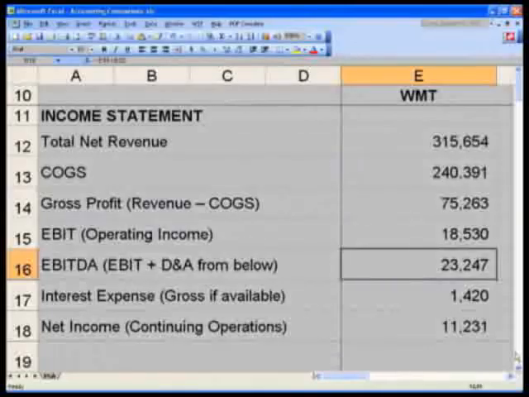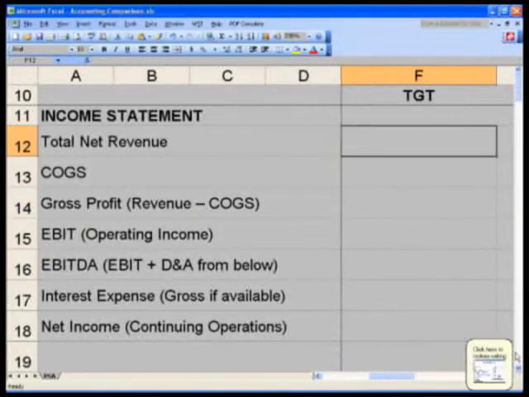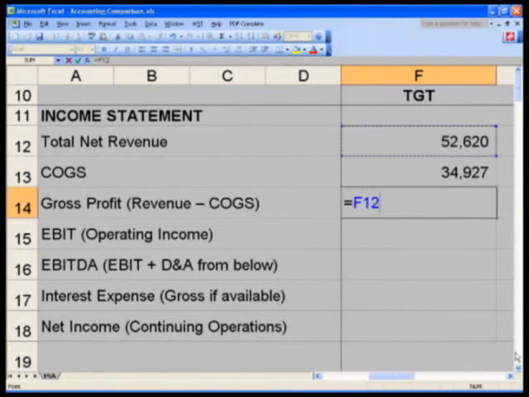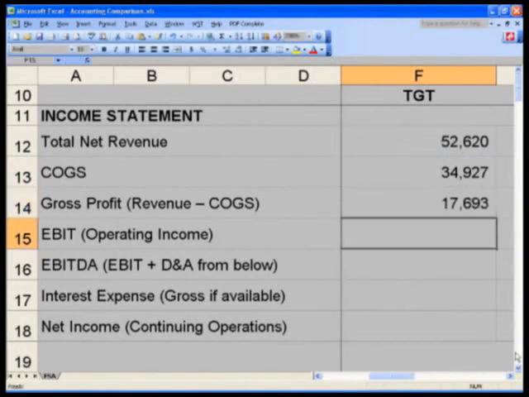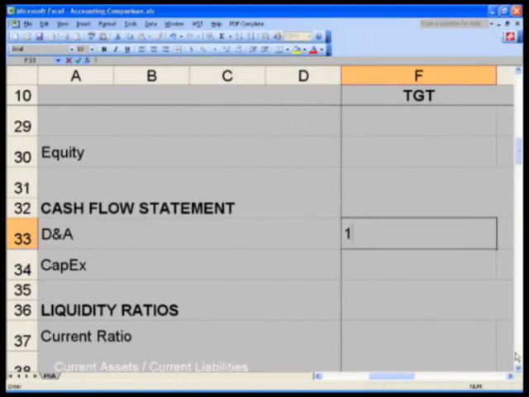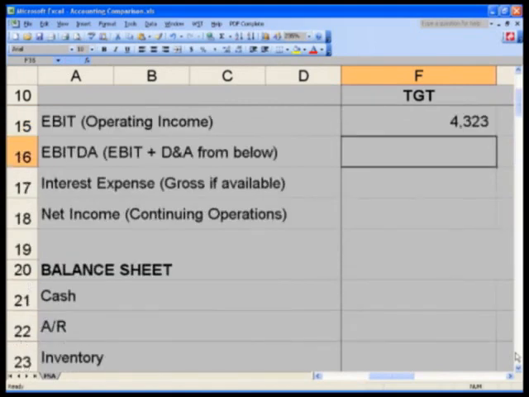So let's go ahead and input these numbers and make sure we understand where they're coming from. So let's go ahead to Target. Total revenue is 52,620. COGS is 34,927. Gross profit is the difference between those two numbers. These numbers hopefully you should have written down and calculated already on your answer grid. EBIT was 4323. EBITDA, let's quickly go down, and I'm going to just quickly put in 1409. I'll cheat real quick. That was my D&A number.